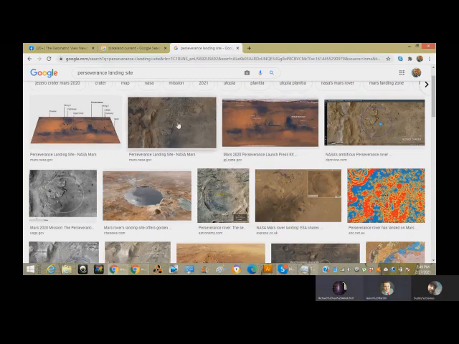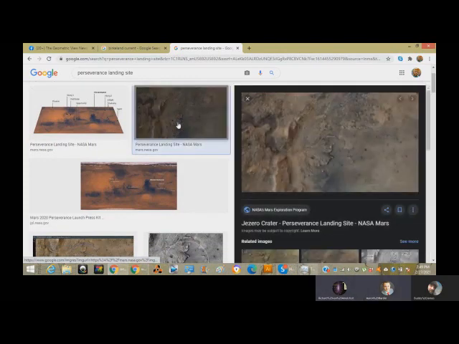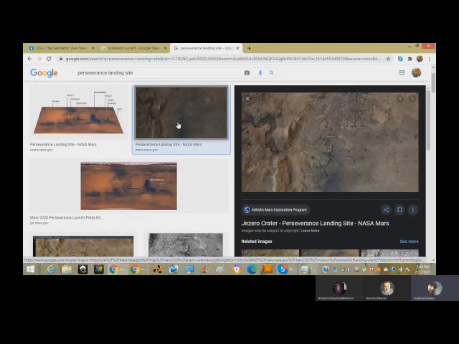Second image there. Yeah. Ooh. They call it a delta. Well, I mean, okay. Exactly. Well, it looks like a delta. Honestly, it does look a lot like a delta. It is a delta, I'd say.